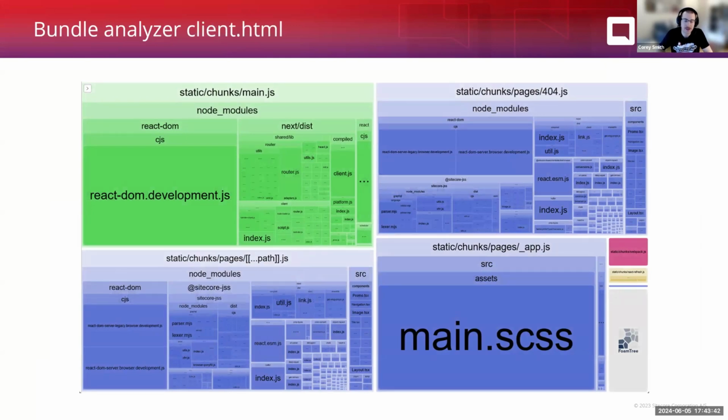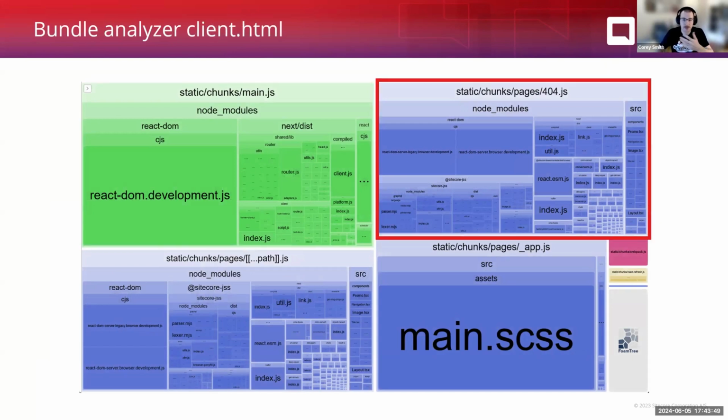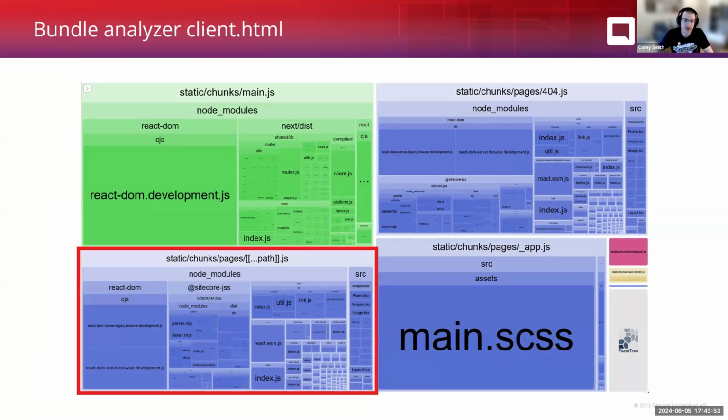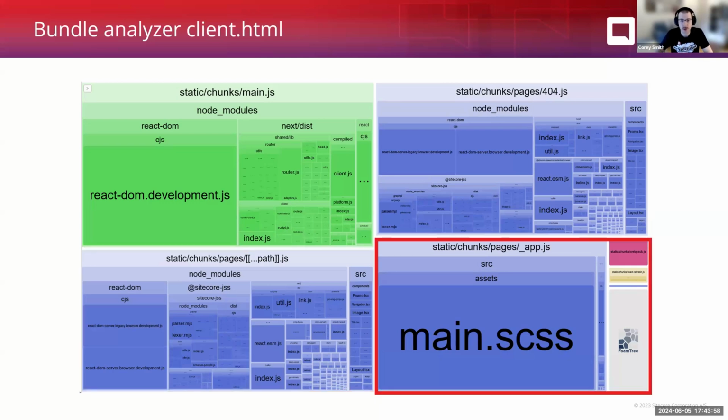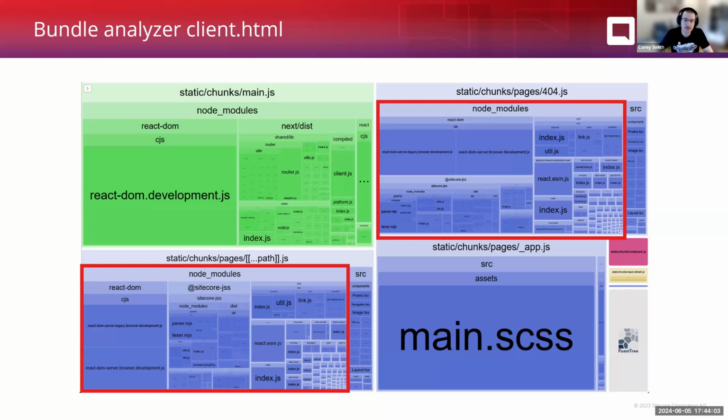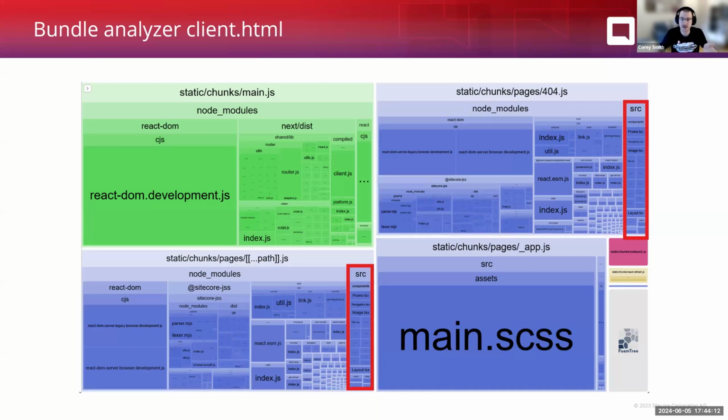So the client HTML file is going to show you all of the different chunks that are sent up to the browser. So you'll see main, you'll see one for each of your pages, like the 404 page. You'll see one for the slugs that you've got configured like this, and then you'll see one for the app. You'll notice that node modules makes up the bulk of each of these chunks out of the box. And aside from node modules, you can see the components that get included for each of those pages.